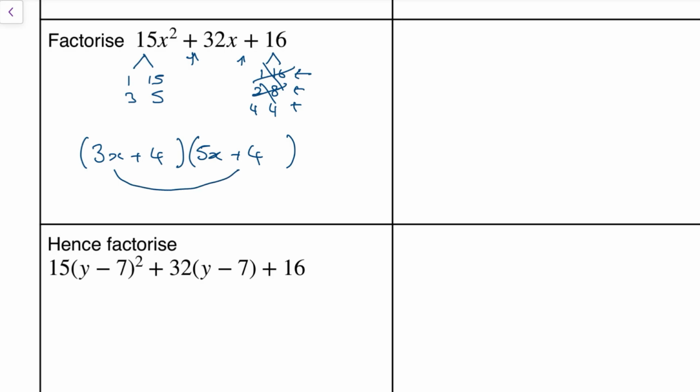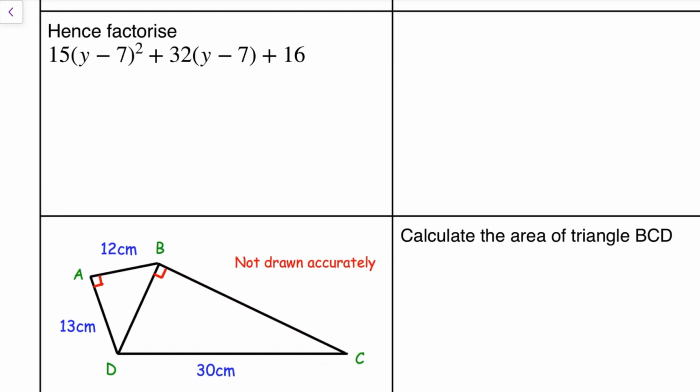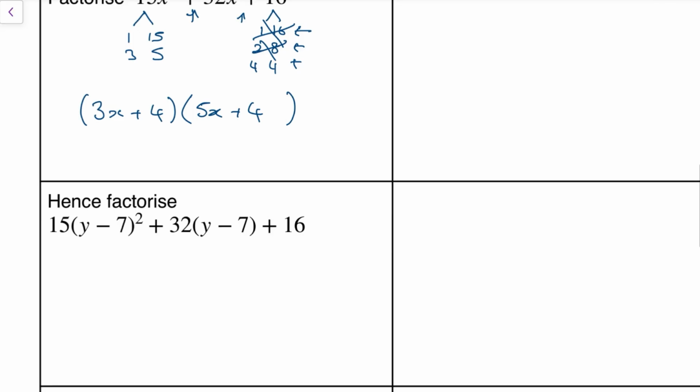So 3 times 4 is 12 and 4 times 5 is 20 and 20 plus 12 is 32, so actually that worked. A bit of luck, got there, well done me. Next question. Okay. Oh, this is clever.